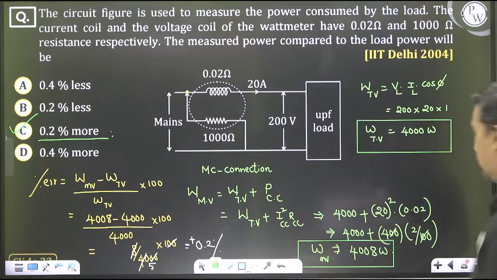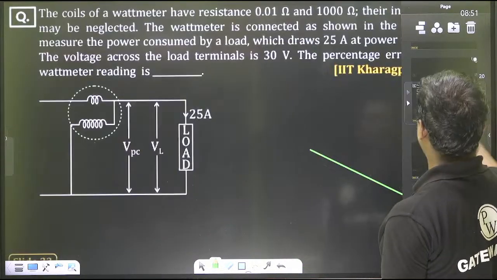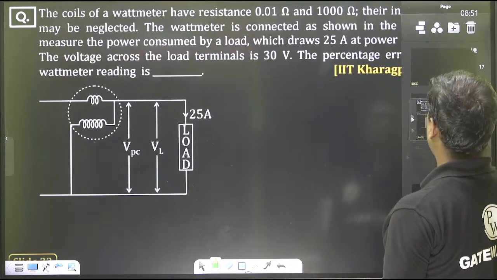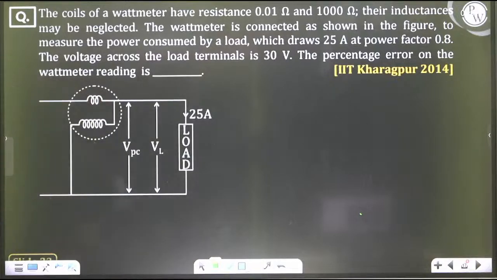Okay. Let's go for the next question. Try to answer this question. What is the answer for this question?